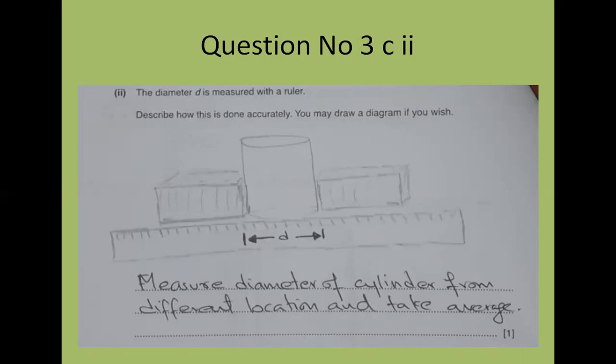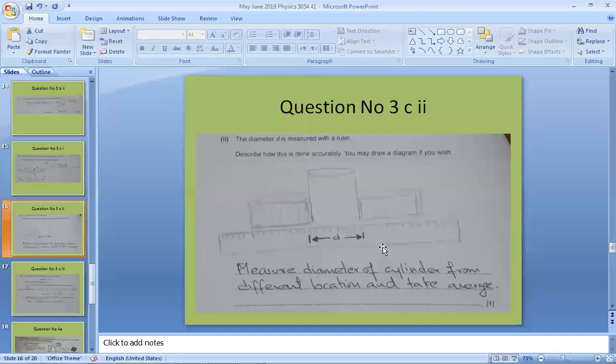Another way of doing this can be that by using the scale, measure from the top of the cylinder, from different locations, take the diameter and then take the average. Okay, so the answer we have written is: measure diameter of cylinder from different locations and take average. So that is how you can measure the diameter more accurately.